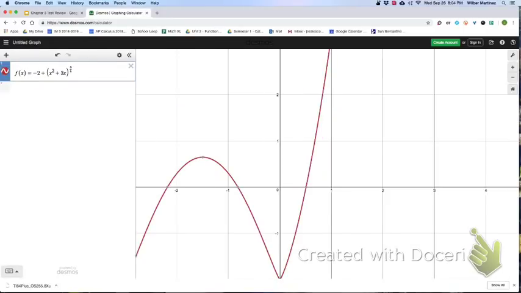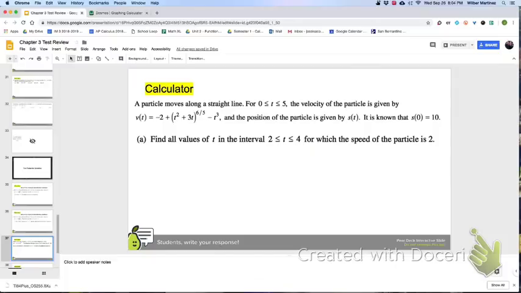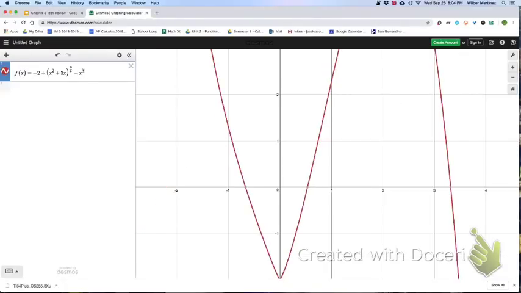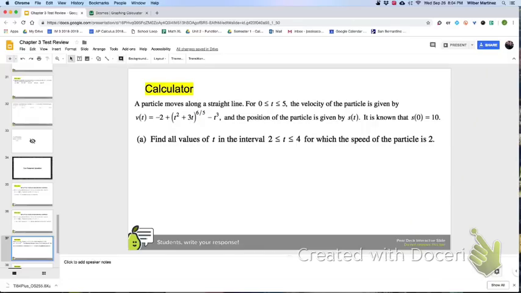Notice, by the way, that this is in the calculator section. You would not want to mess with this function if you didn't have a calculator. Minus x cubed. All right, beautiful. Now again, I am given some specific t values to look at from 0 to 5.